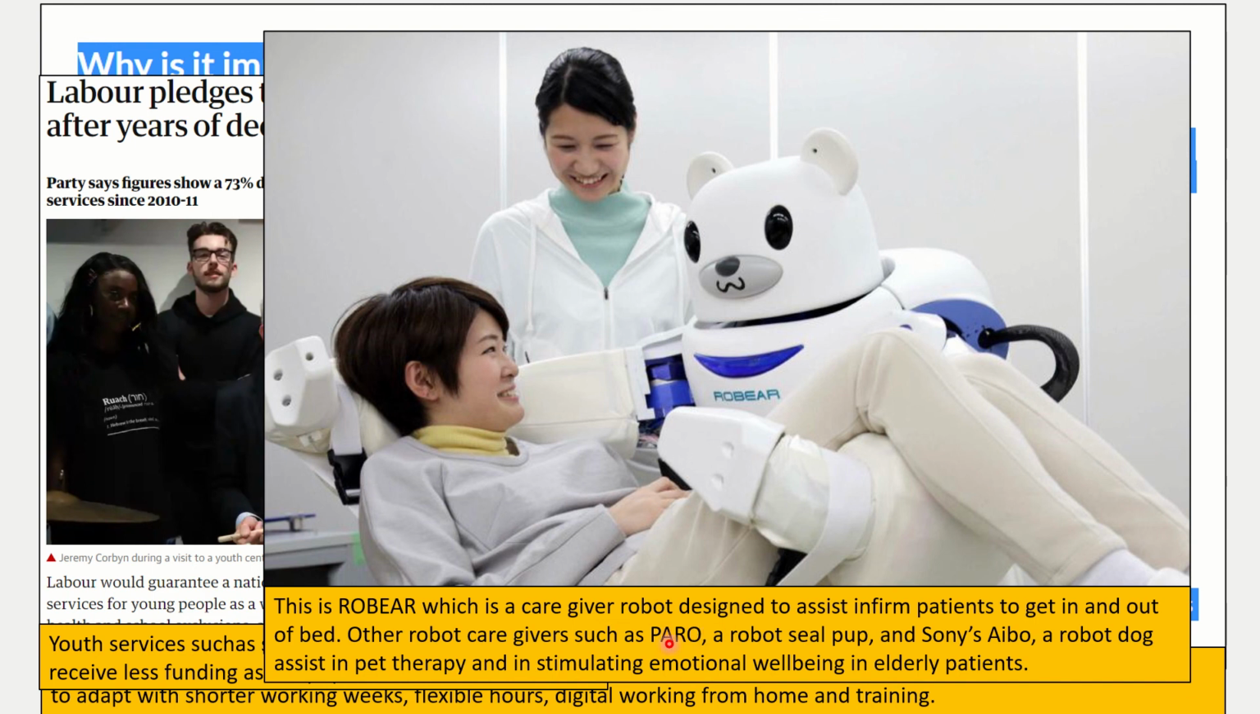Also, check out Paro, which is a robot seal pup, and Sony's Aibo has got a lot of attention, which is a robotic dog. And these two give a kind of robotic pet therapy. They can remind elderly people when to take medication. They can interact with them and help their emotional well-being by being affectionate, to be honest, as the lives of many elderly people can be lonely ones. And in class, I'll certainly show you lots of examples of this kind of thing.